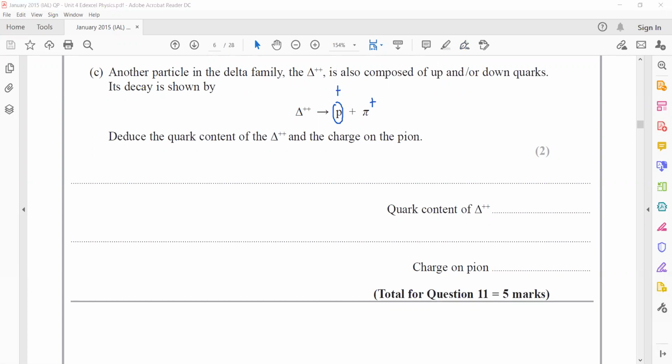Simply because it's plus 2, the quark composition should be 3 up quarks, because they mention it's in the same family. Same family here means the same type of combination. So this will be plus 2 by 3, this will be plus 2 by 3 and plus 2 by 3. So when you solve, it will be plus 6 by 3, which equals plus 2. That's why the delta had plus plus or plus 2 charge.